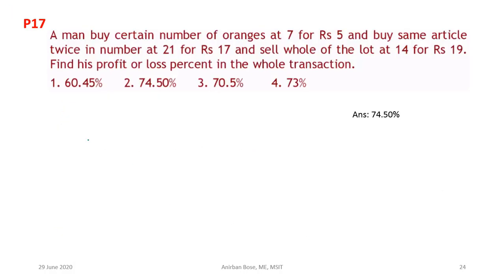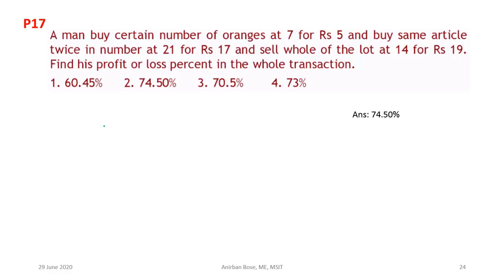Now see some more problems related to profit and loss. A man buys a certain number of oranges at 7 for rupees 5 and buys the same article twice in number at 21 for rupees 17 and sells the whole lot at 14 for rupees 19. Find his profit or loss percentage in the whole transaction.